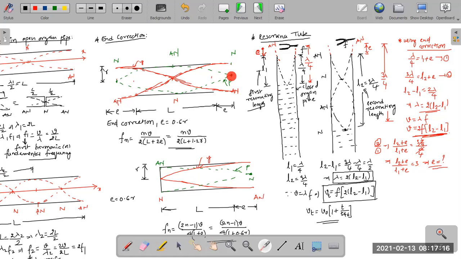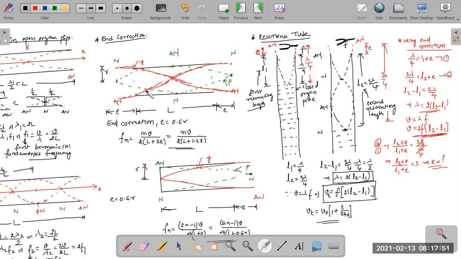Did you get the point? Because the molecules are still fluctuating here continuously, the pressure at the open end cannot be equal to atmospheric pressure. So the pressure node forms not at the exact end of the tube, but slightly outside. This additional distance after which the pressure node forms is called end correction. Did you get the logic?